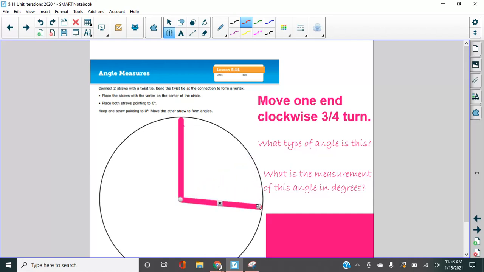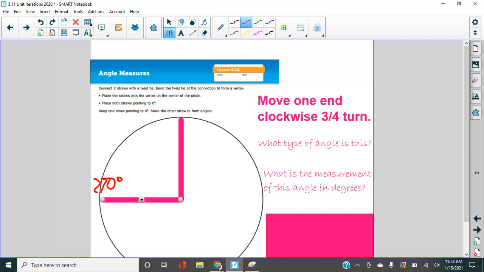We recorded that. Then I kept going. I got up to 180. And now I'm going to go for another quarter turn. I am now at 270 degrees. Okay, write that down right there in your math journal.